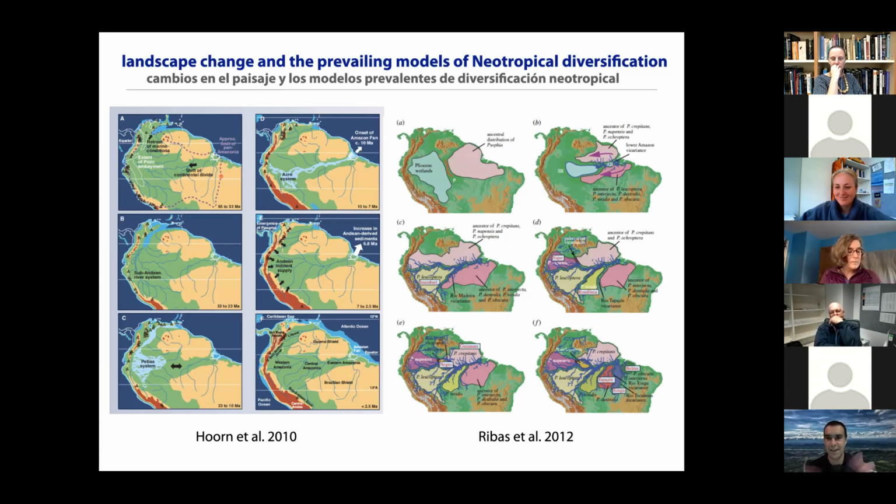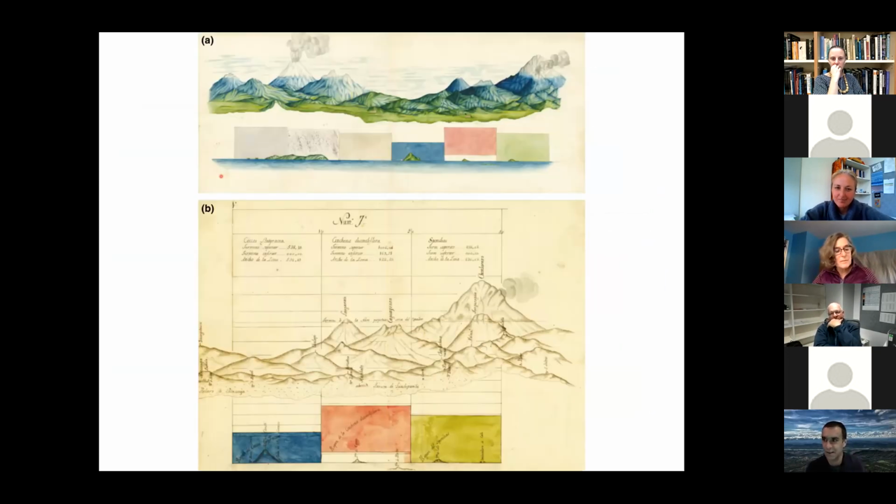And with that, I'll end and just say that these patterns of diversity in mountains, which have fascinated people for many years in the tropics, including one of my favorites, Francisco José de Caldas, a Colombian naturalist, can be illuminated by thinking about them from an evolutionary perspective.